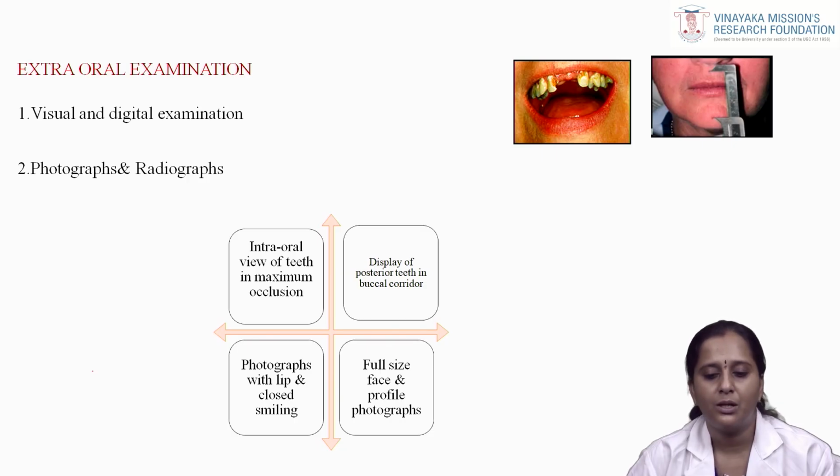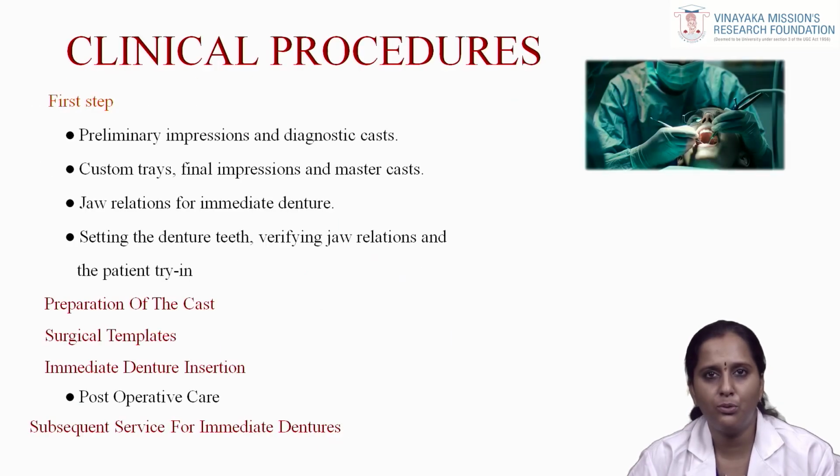And then we will take profile photographs, and in radiographs we will take an orthopantomogram (OPG). With that we can analyze whether the bone level of the patient is feasible to restore it. And next, moving on to the clinical procedure, the first and foremost step, as I have already mentioned, is the preliminary impressions and the diagnostic cast. All these have been explained in the previous slides.